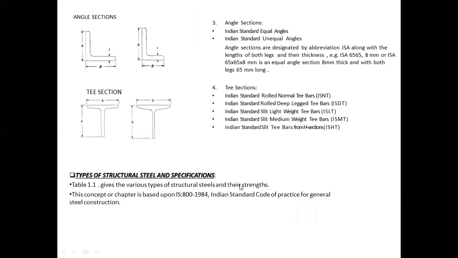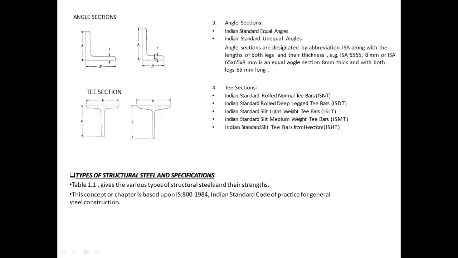Next is angle sections. Angle section: Indian standard equal angles, Indian standard unequal angles. Angle sections are designated by abbreviation ISA along with the lengths of both legs and their thickness. Example, ISA 65 by 65 by 8 mm is an equal angle section with 8 mm thick and with both legs 65 mm long. So here on the left side they have given us the typical diagram of angle section, where this is the equal angle section and this is unequal angle section.